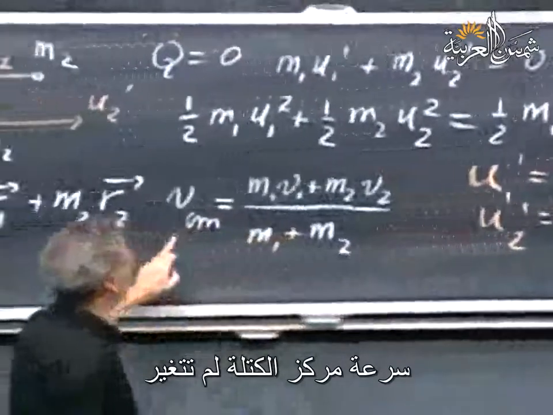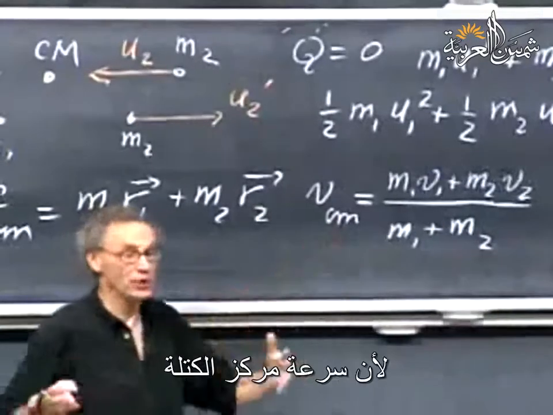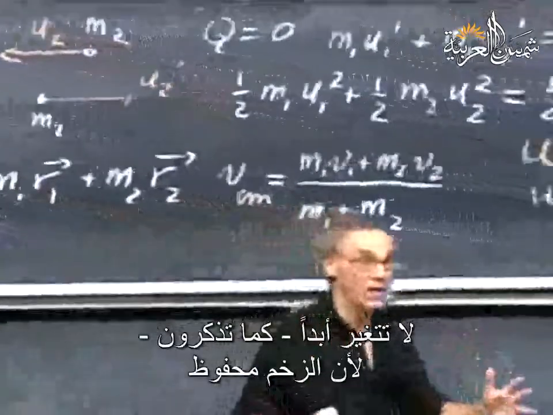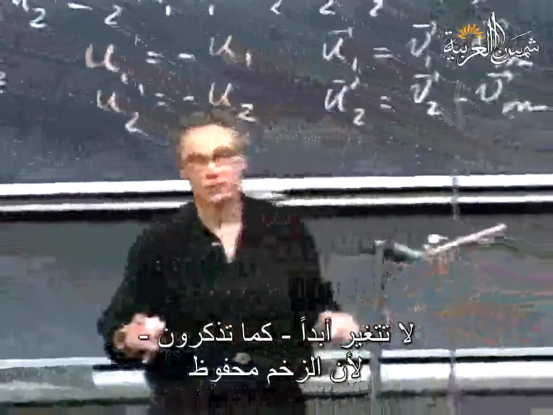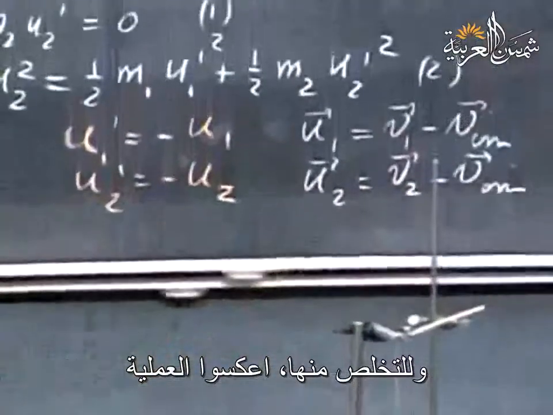The velocity of the center of mass has not changed as seen from your frame of reference, because the velocity of the center of mass is always the same, remember, because momentum is conserved. So to get into the center of mass frame, you must subtract the velocity of the center of mass from the initial velocities. To get out of it, you must add it.